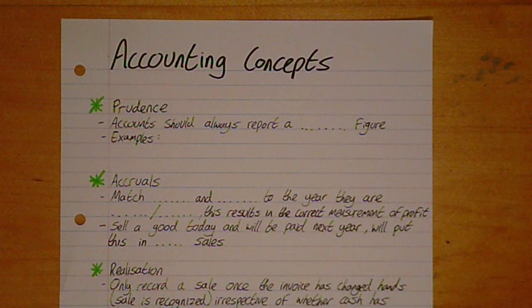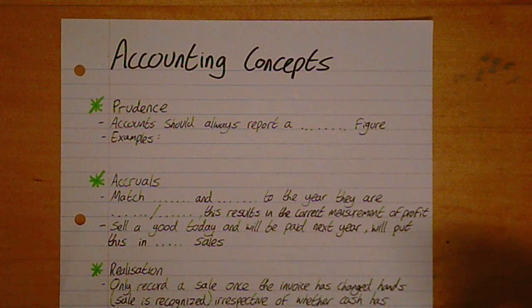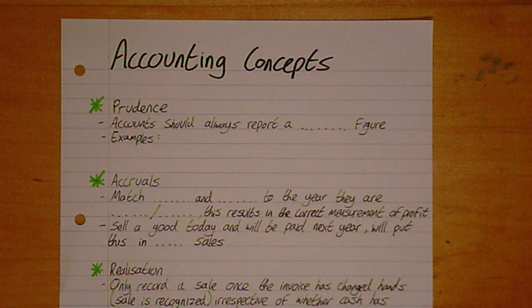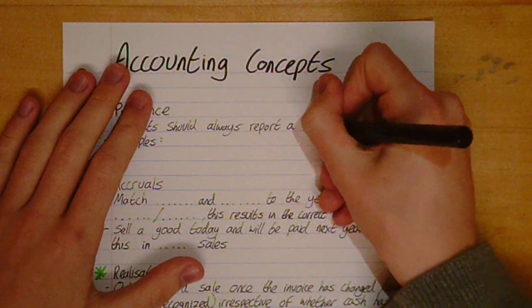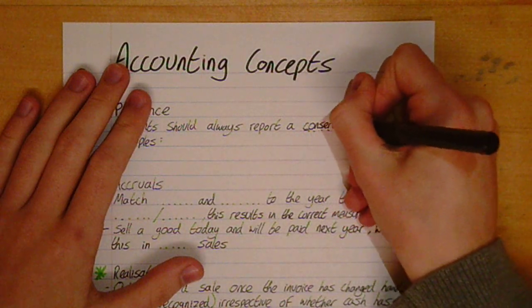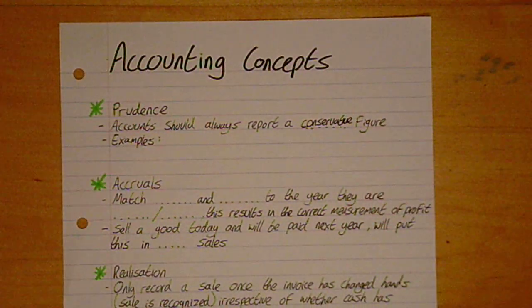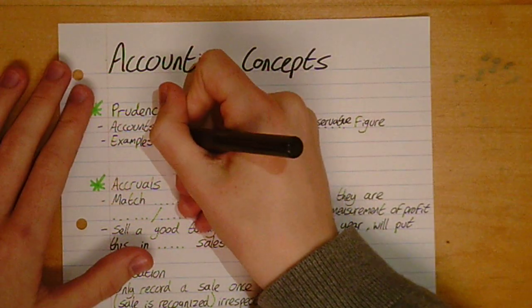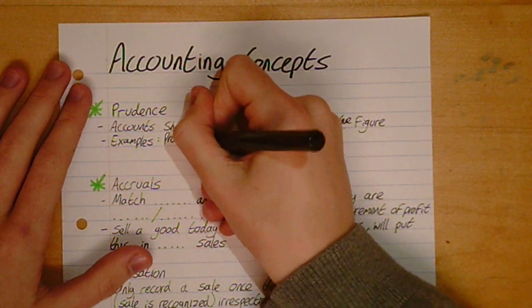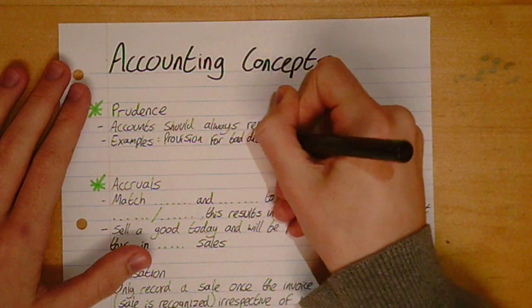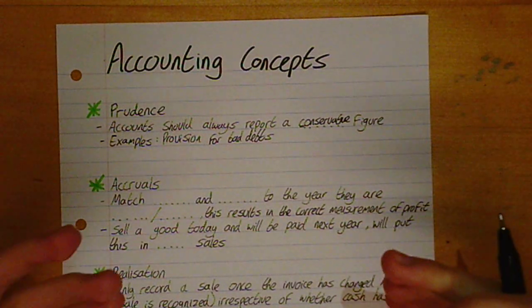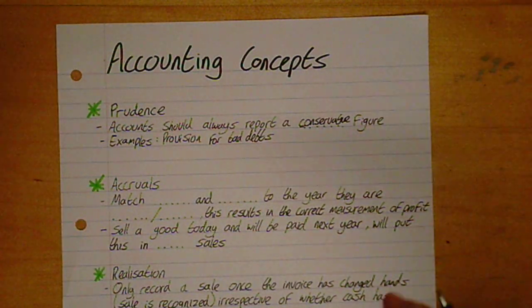So the first one, probably arguably the most important, is prudence. Accountants should always report a conservative figure. Prudence is being pessimistic, in a sense negative. A good example of this is simply a provision for bad debts. So we're being prudent, we're thinking that we won't get as much money as we're anticipating getting, so we're decreasing it in a sense.